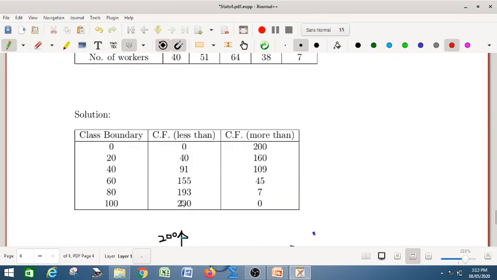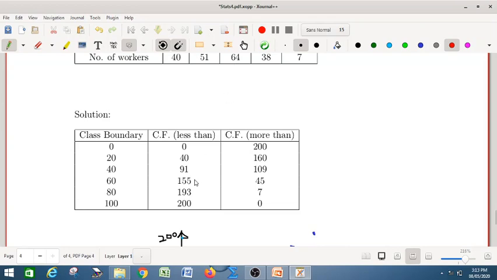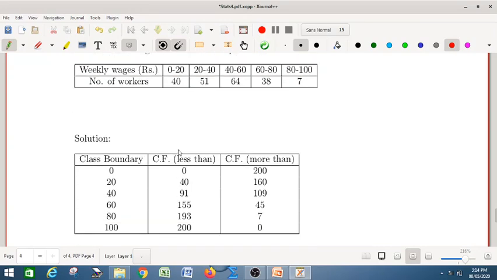Okay, and the cumulative frequency of less than type is 0, 0, 40. You have 40 plus 51 is 91, 91 plus 64 is 155, 155 plus 38 is 193, and 193 plus 7 is 200. So this is the cumulative frequency of less than type, and it means the number of workers below wage 0 is 0, the number of workers below wage 20 is 40, the number of workers below wage 40 rupees is 91, and below wage 60 rupees is 155. So this is the meaning of the cumulative frequency.